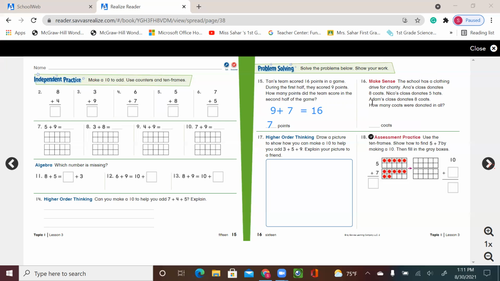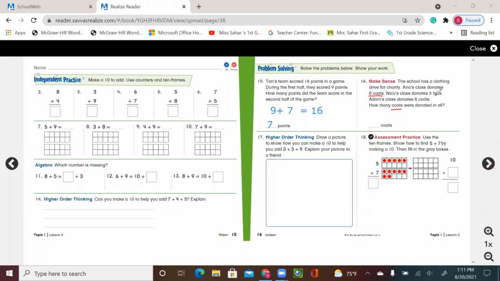So now I'm only looking for the coats. Remember, sometimes they give you more information, but you're not going to use it. So I'm looking only, as you see, for coats. The school has a clothing drive. Anna's class donates 8 coats. So that's my first addend.